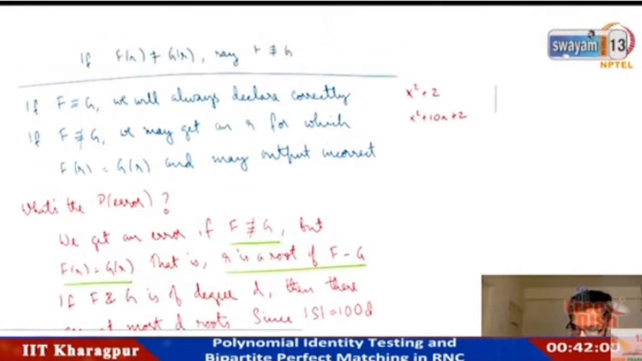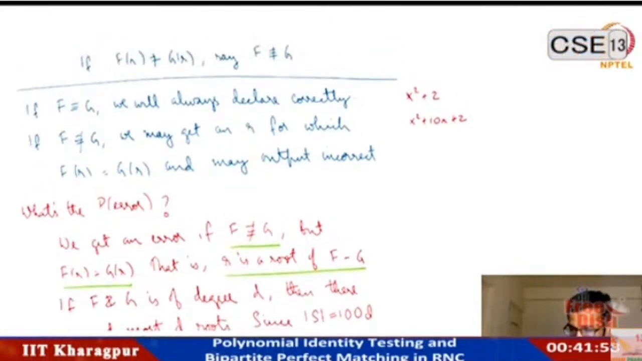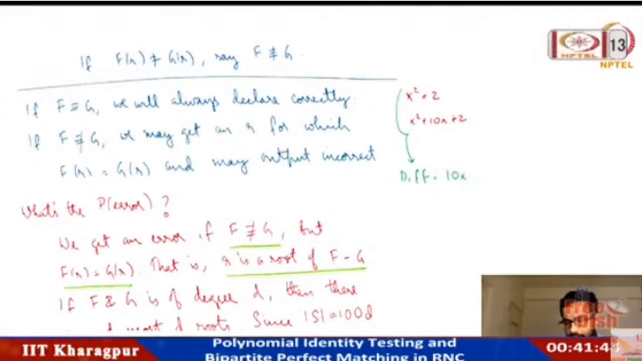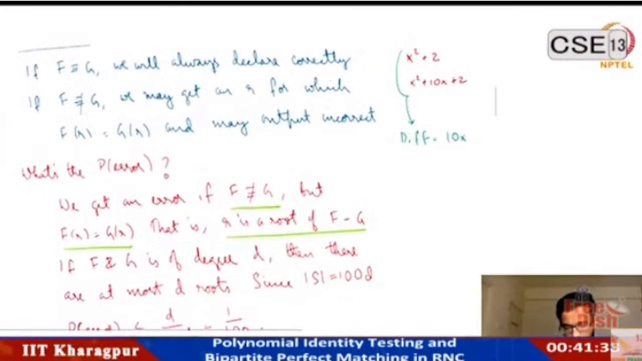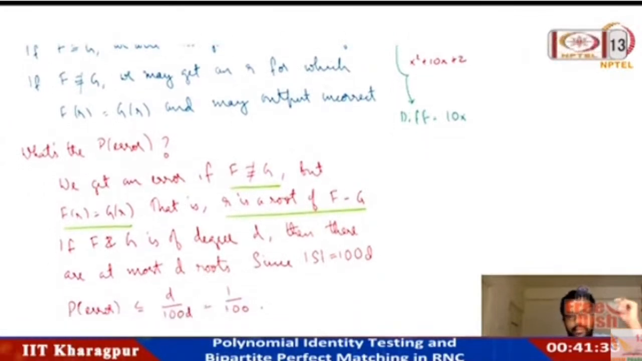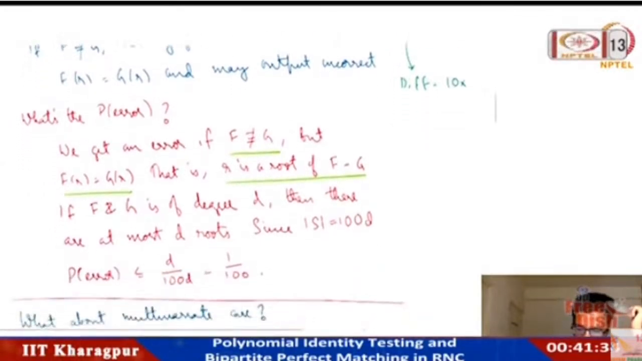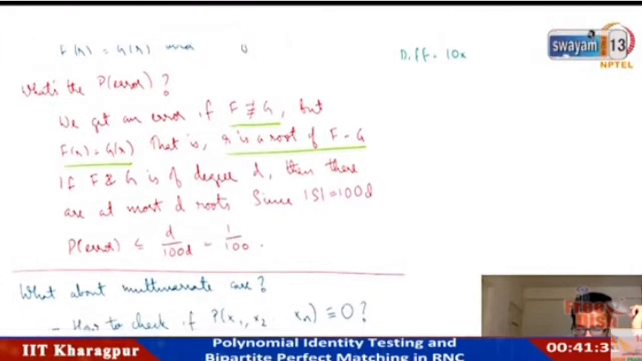So what happened here? For x squared plus 2 and x squared plus 10x plus 2, the difference is simply, x squared cancels, 2 cancels, it's just the polynomial 10x. So here the choice x equal to 0 happens to be a root of 10x, right? That's what happened here. And it could happen in different ways. So r is a root of f minus g.